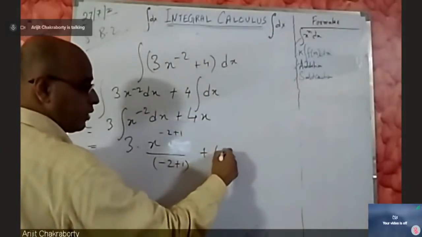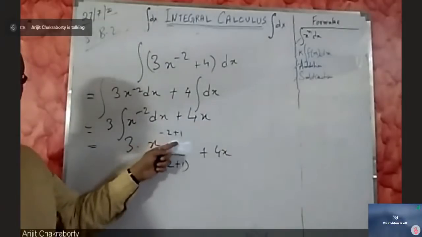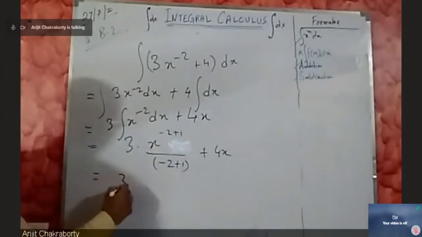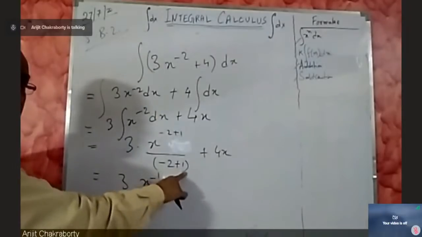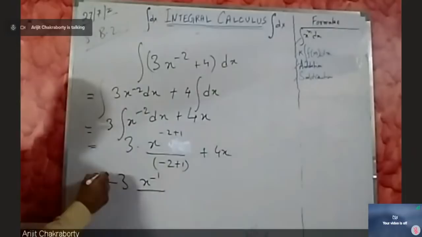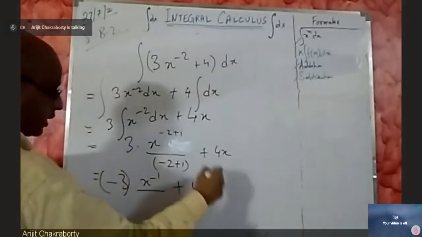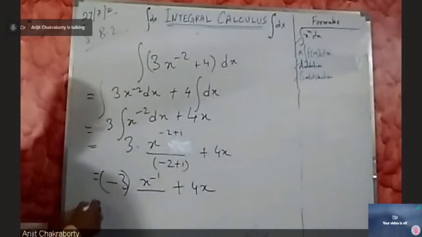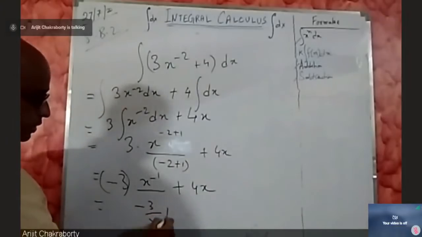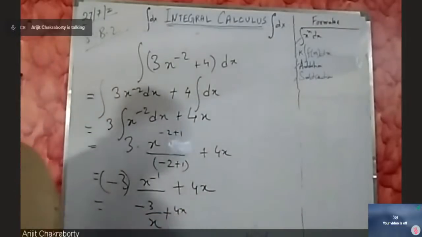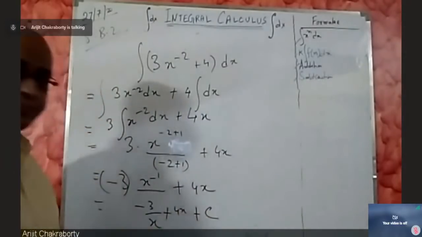Plus, as usual, we have 4x. So we are getting 3x to the power minus 2 plus 1. So this becomes 3 into x to the power minus 1. And here again we have minus 2 plus 1, that is minus 1. So we get minus 3x to the power minus 1 plus 4x. This becomes minus 3 by x plus 4x. But we cannot forget the constant of integration, so we write plus c.